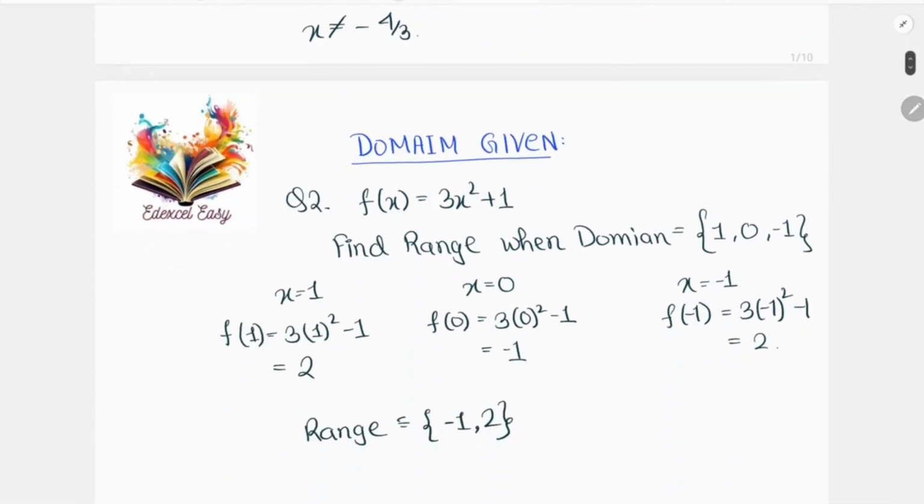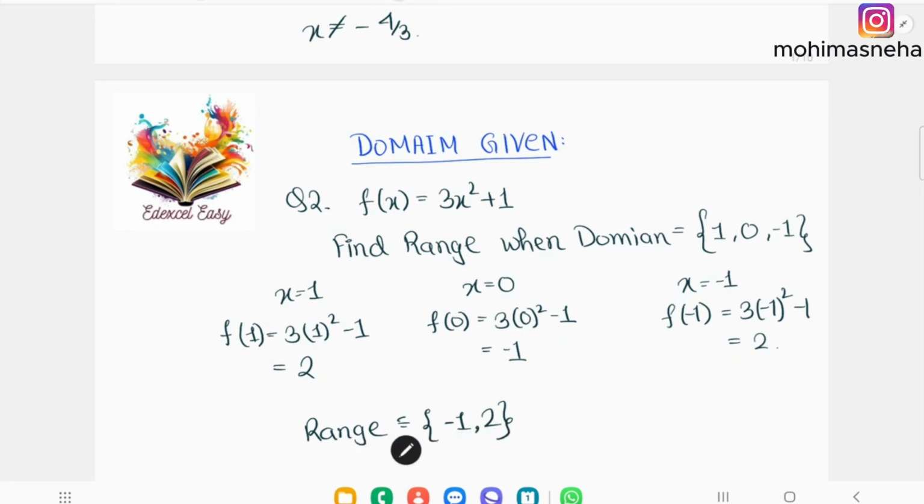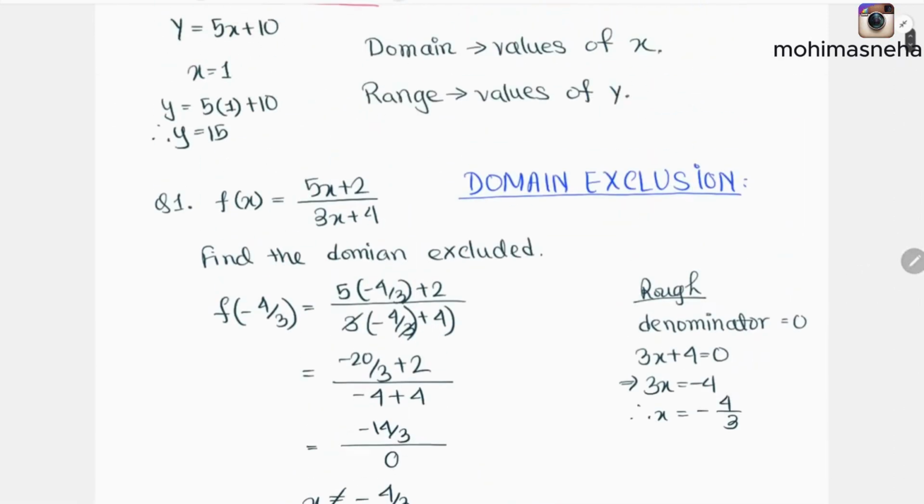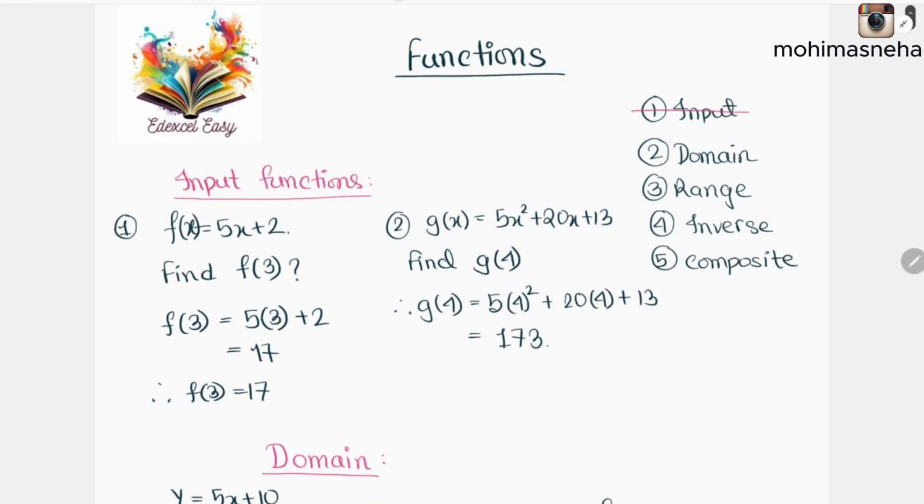Another thing is domain given, where they would give you a set of values of domain, and you have to find the corresponding ranges for each domain. So we found this out using the input function, and you just have to write the range in set notation at the end as an answer format. Okay, so I'll just scroll up, and now we are done with the domain function also. So this is done. We'll move to range.